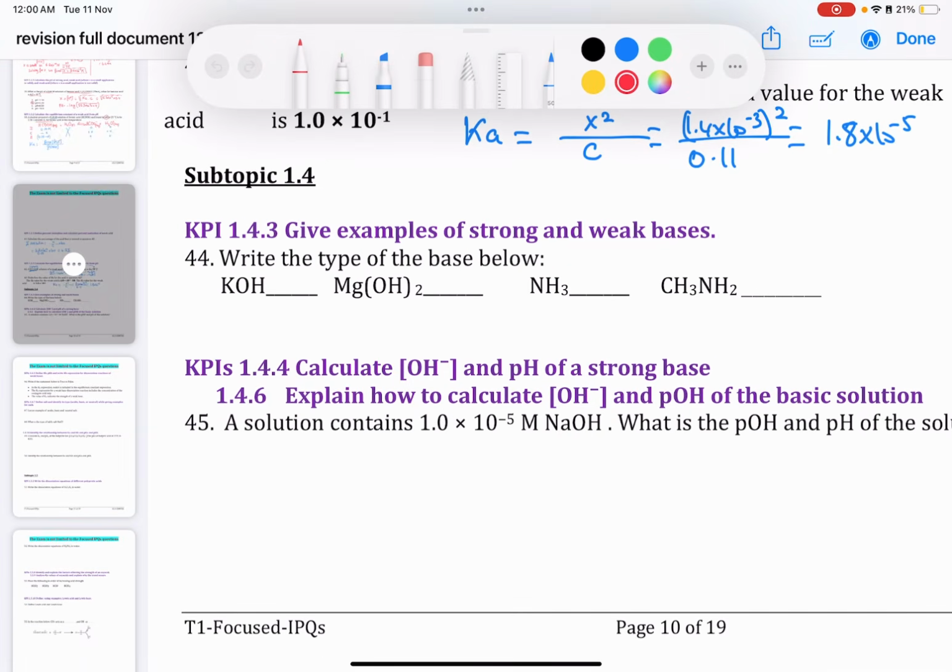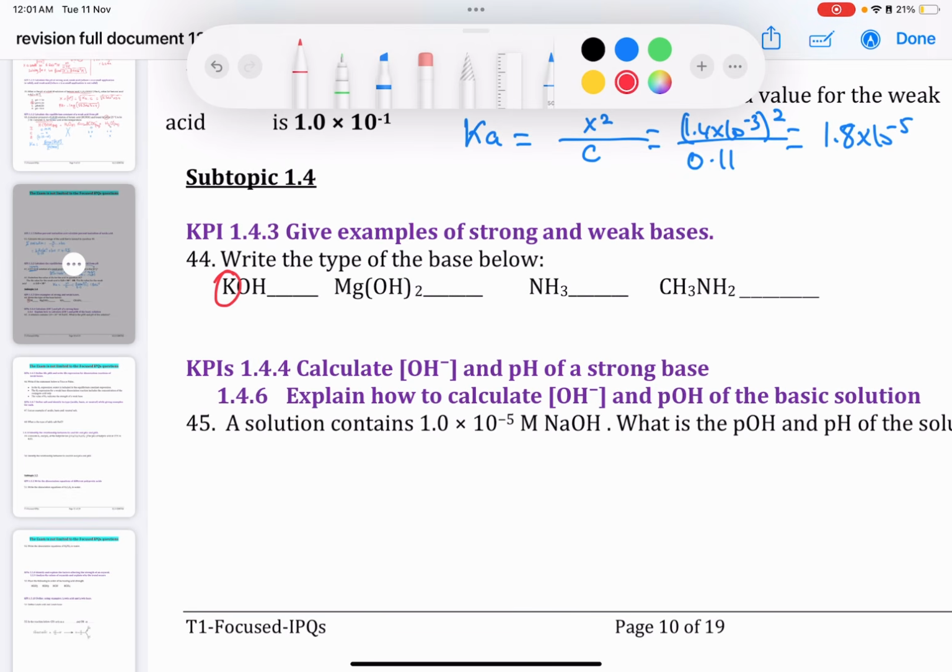With our video tutorial, we reach subtopic 1.4. Write the type of the base below. They mean by write the type to identify whether the base is strong or weak. Whenever you see the metal of group 1, lithium, potassium, sodium, rubidium, cesium, and the metals of group 2 like calcium, barium, strontium, these form strong bases. The rest are weak bases.